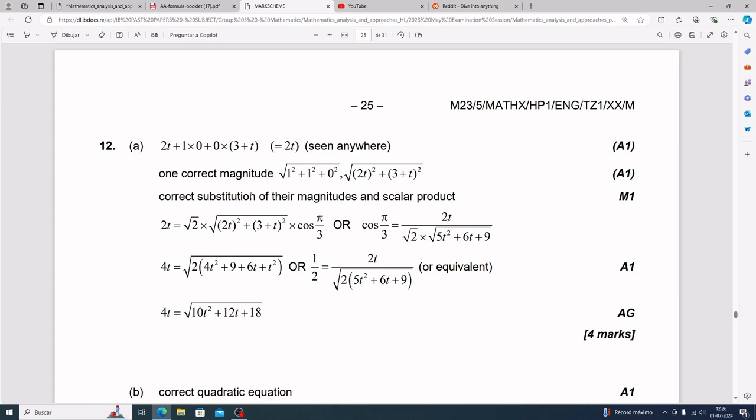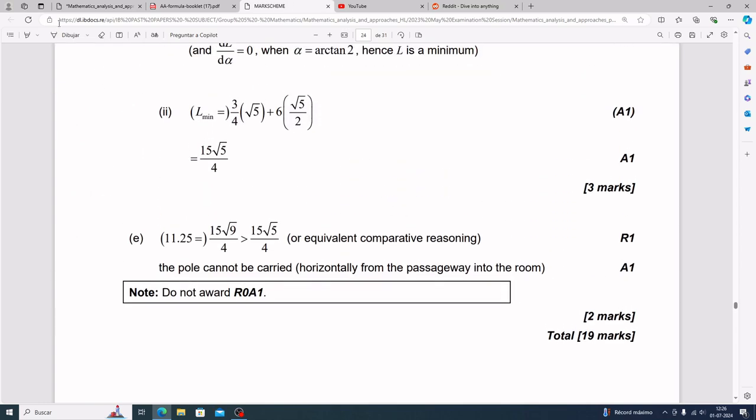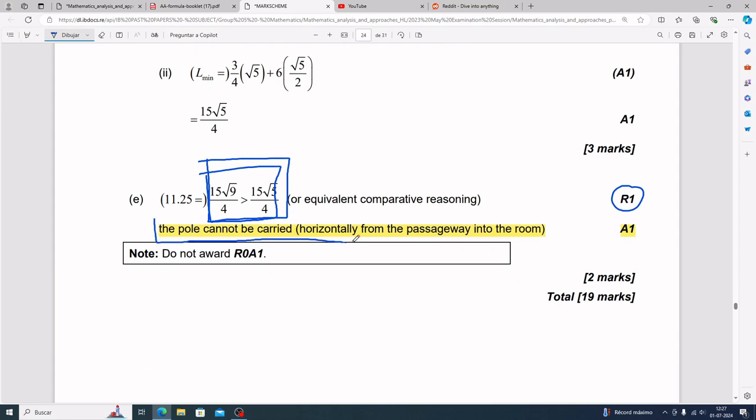I was checking the mark scheme because I do want you guys to get full credit. Basically, this mathematical argument is 1 point. It's your reasoning point. But the other point is literally concluding what that means. It's giving you 1 answer point. It's not so different when you find your p-value and then you need to conclude the test. The same idea happens here. So this is the logic that you're following, and you do need to show that you understand what this means. It means that the pole cannot be carried horizontally from the passageway into the room. So make sure you do that.